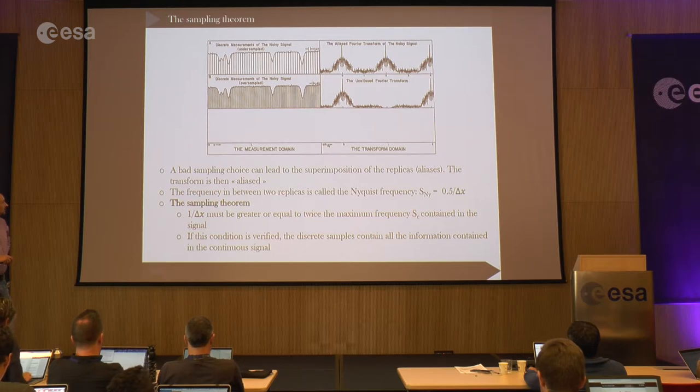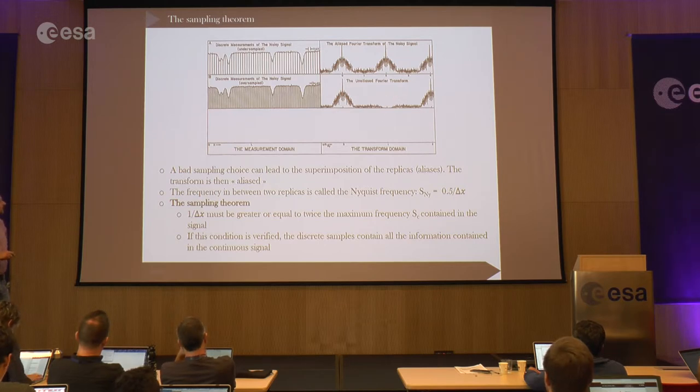So the frequency in between two replicas is called the Nyquist frequency. So it's basically 1 over 2 delta x. That's the midway point. And so that leads us to the sampling theorem, which says that 1 over delta x must be greater or equal to twice the maximum frequency contained in the signal.